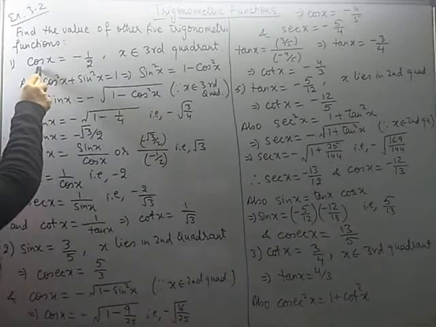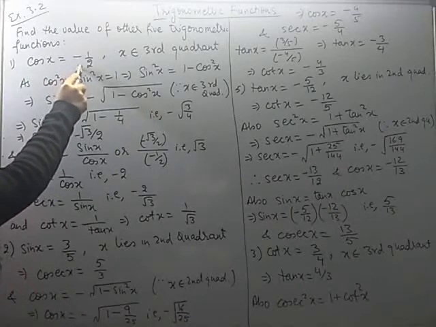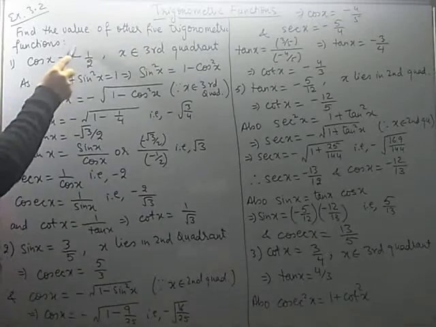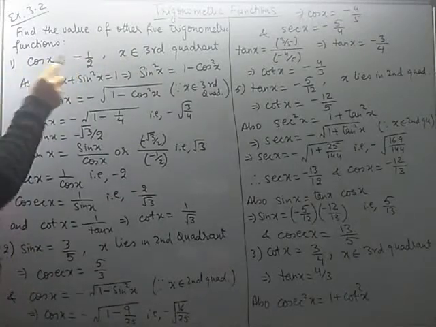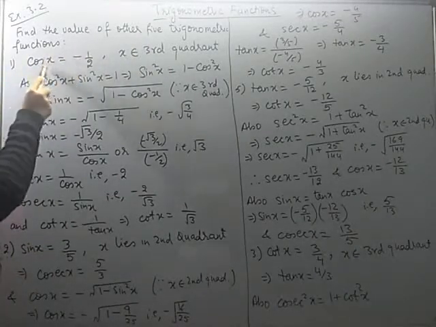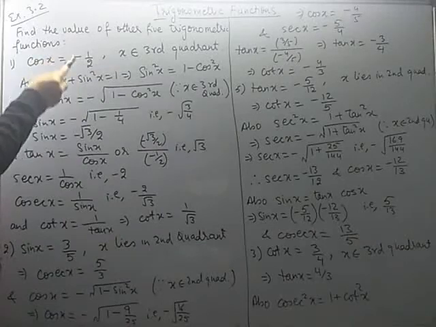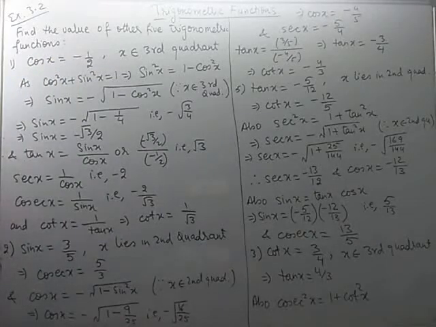Now see the first one, cos x is given to be minus 1 by 2 and it is mentioned x belongs to the third quadrant. So this minus sign is very well understood. Why is it there? Because this is an angle of the third quadrant and cosine in the third quadrant is negative. That is why we have a minus sign here. So cos x is minus 1 by 2.